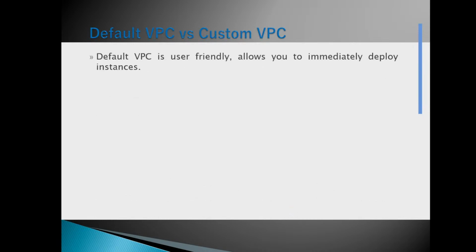Now, what's the difference between default VPC and custom VPC? So, when you create your account, a default VPC is created for you. Okay, by default, Amazon has created a VPC called default VPC. So it's user friendly, allowing you to immediately start working and deploy your EC2 machines.